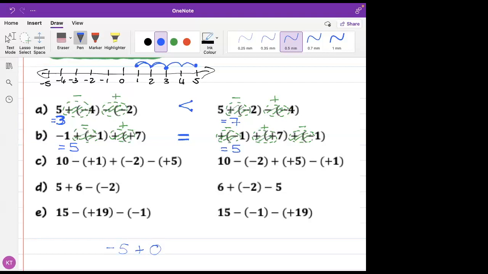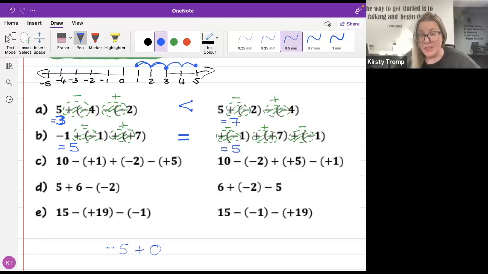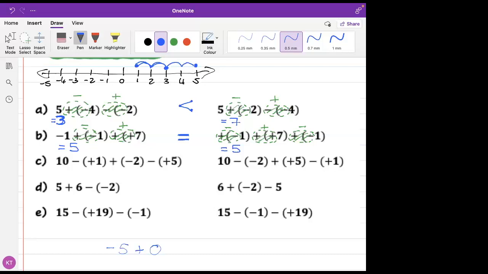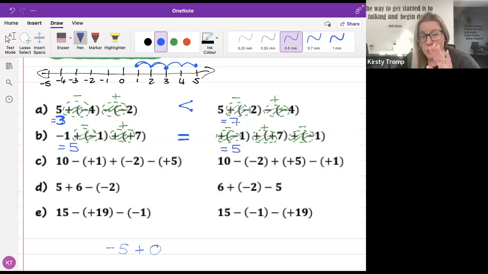100. Good. So you know that adding 0 to something doesn't change the value of it. Do you agree? Yes, ma'am. So when you add 0 to something, Evan, it's a really good question. When you add 0 to something, it never changes the value of that number.